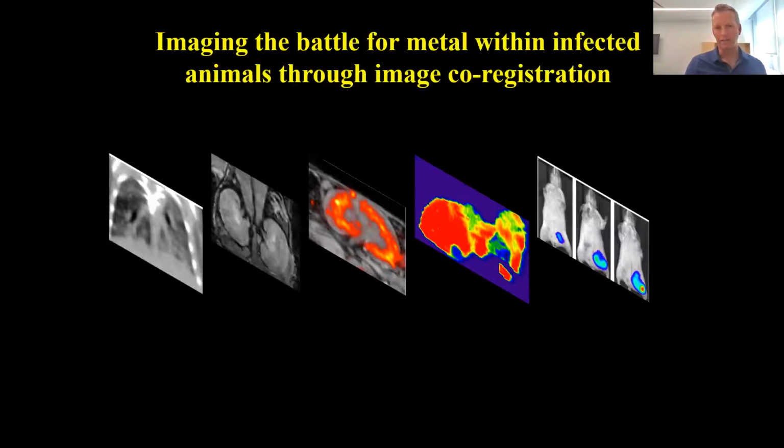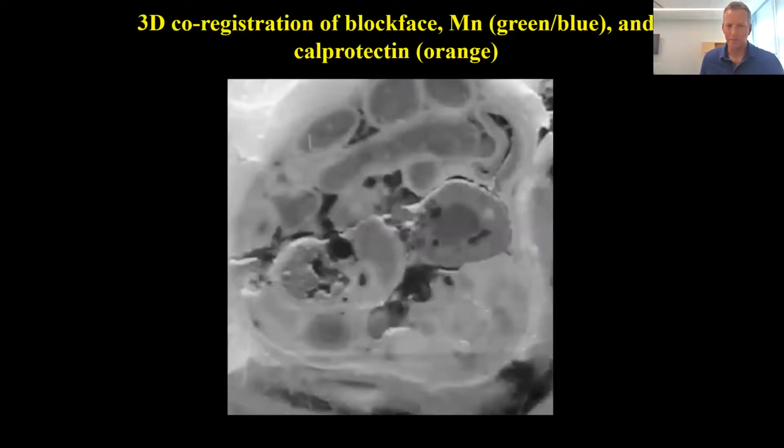So the idea is, in a single experiment, can we ask, how does infection damage tissue? How does that lead to the recruitment or redistribution of metalloproteins? How does that affect metal abundance? And then how do bacteria change gene expression in response to that altered metal abundance? And here is an example of that experiment.